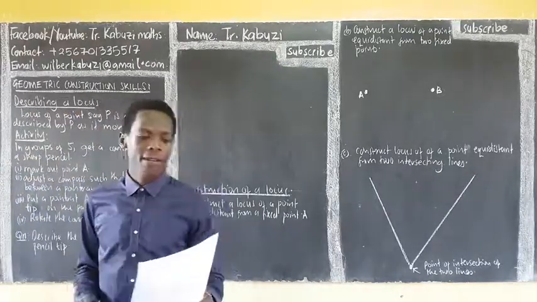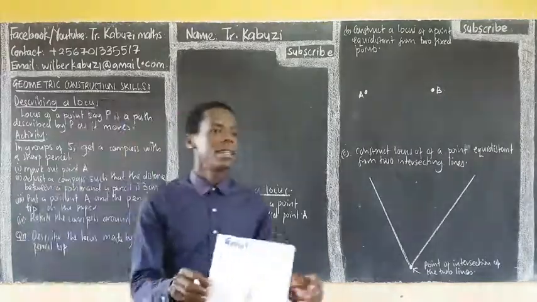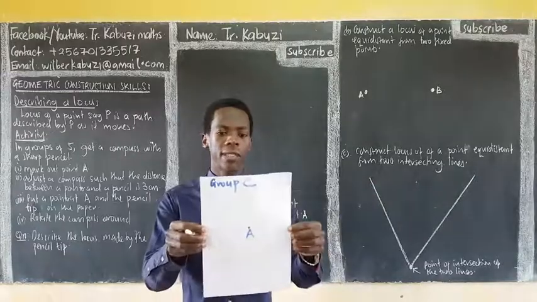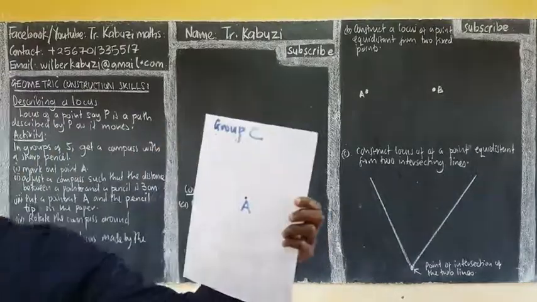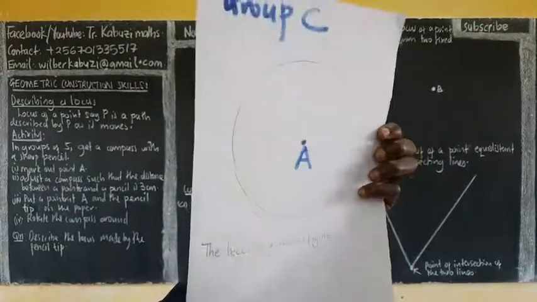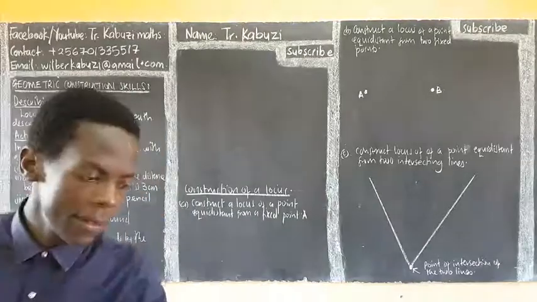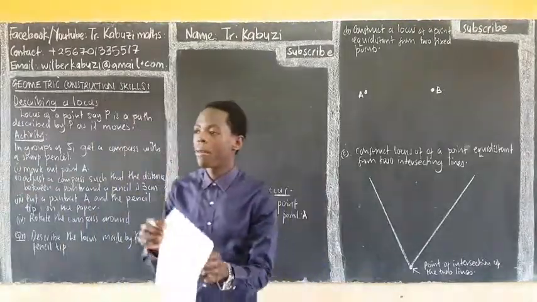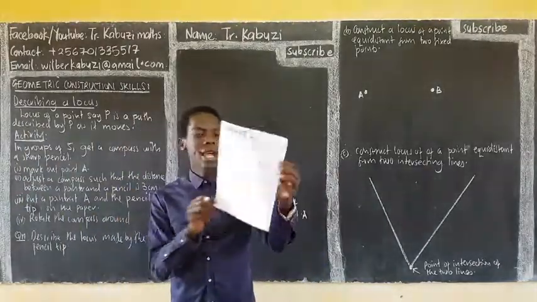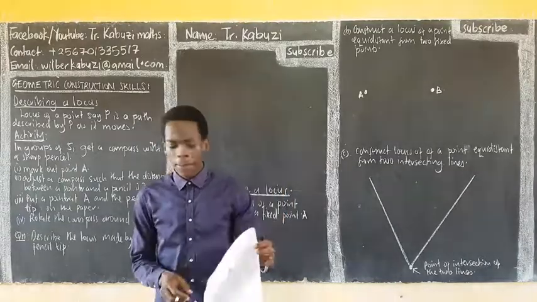I'm going to use some for the group C. So this is what the group C are having. The rest you exchange. I hope everyone can see it properly. Group C work. Okay, hope you can see. So group C, this is the diagram they are having, and the description they are having. The locus is a round figure.